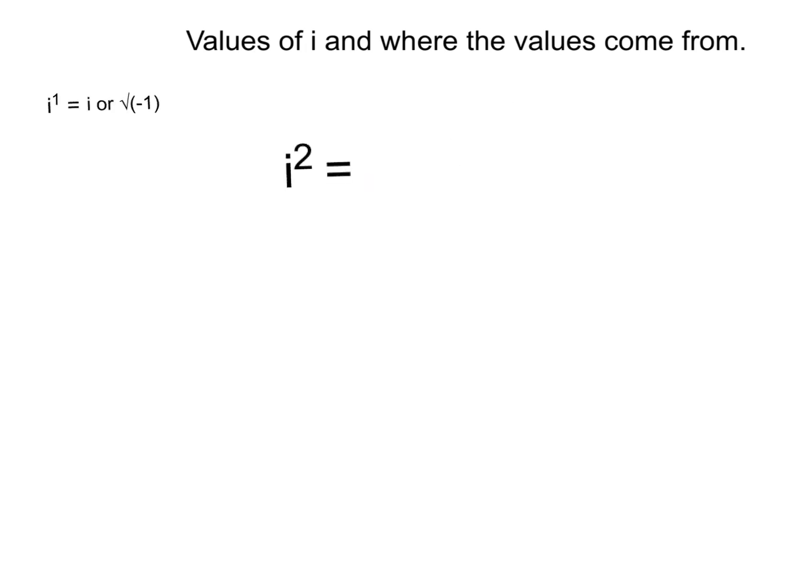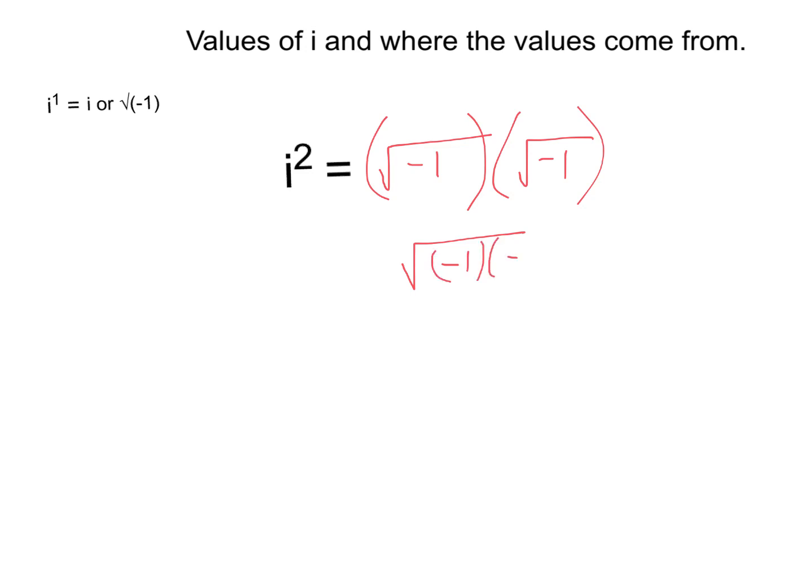Okay, i squared. If I break this down as radical negative 1 times radical negative 1, now if I multiply these together, I get radical negative 1 times negative 1, which then creates a perfect grouping, so it kicks out as negative 1. So i squared is really equivalent to negative 1.